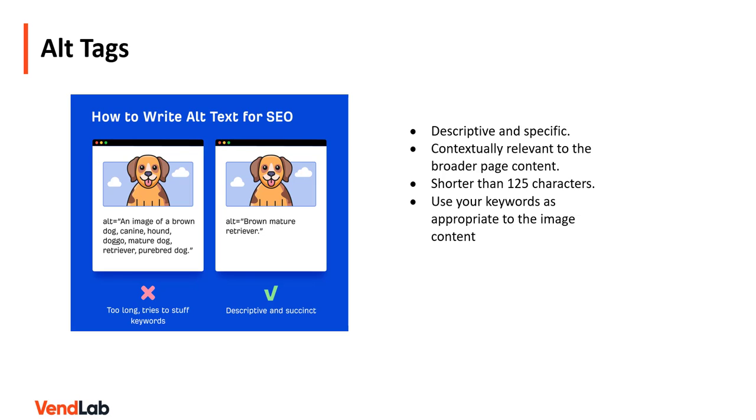Enabling Google to index your images correctly is important, as Google now delivers almost as many image-based results as text-based results. The popularity of image search means that consumers may discover your sites through images. You should ensure all your images have alt tags to enable them to do this. Best practice is that alt tags should be descriptive and specific. They should be contextually relevant to the page content, shorter than 125 characters, and use your keywords as appropriate to the image content.